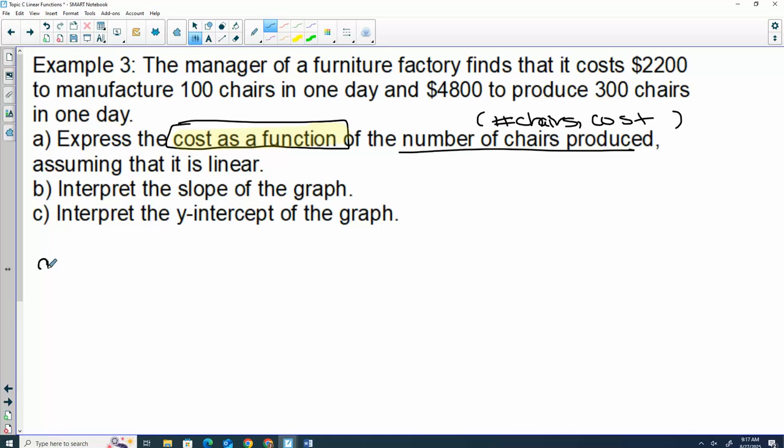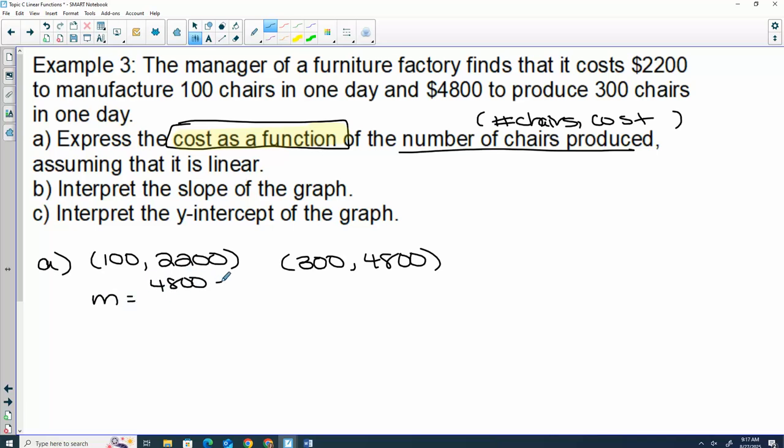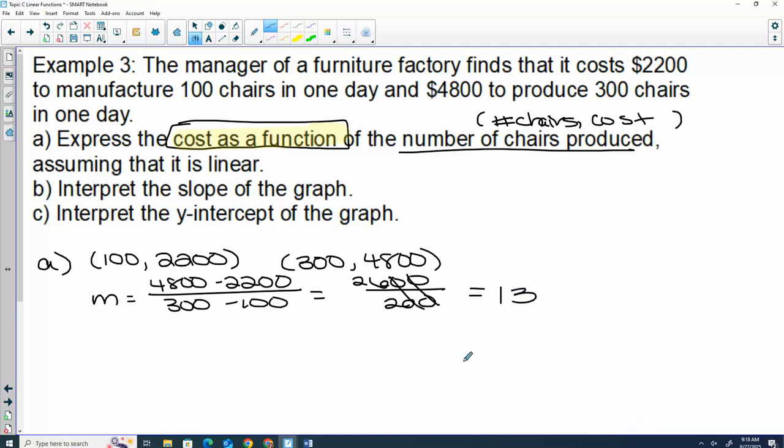So we need our ordered pairs. So the number of chairs is x, so we know 100 chairs costs how much? And my second ordered pair, 300 chairs cost. So then we do our slope, y2 minus y1 over x2 minus x1. Use your math tricks, mark off zeros. 26 divided by 2 is 13. So we get 13 for our slope.